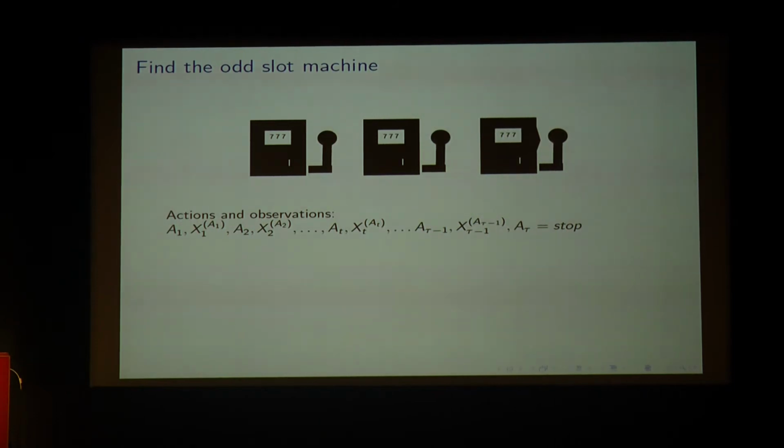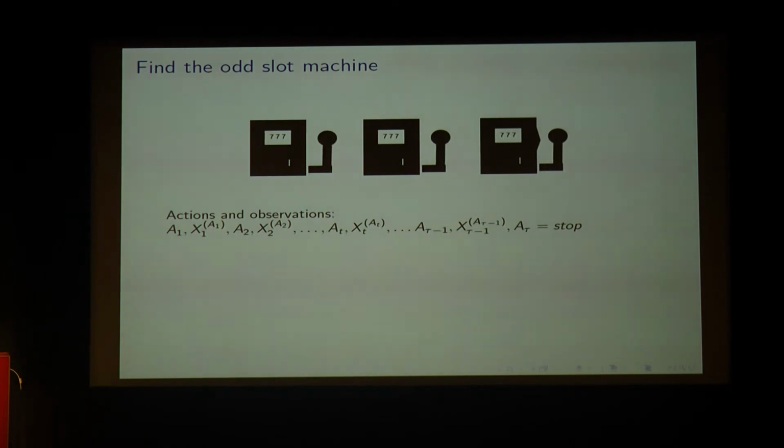We pull the arms and then we observe the rewards. The important thing to note is that you observe the reward only on the arm that you're pulling. So even though they are issuing rewards, what you get is only when you pull that particular arm. And so we have actions and observations. Here is the first action that you took, which is maybe one of the arms, and then you observe a particular reward corresponding to that arm. And this goes on, maybe at the t-th time instant, you pull the arm A_t and you observe that particular arm's t-th reward.